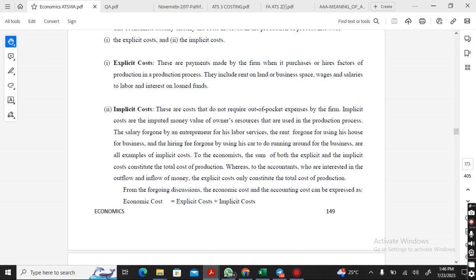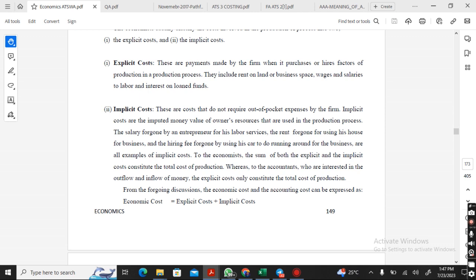Right? So now we have implicit cost. These are costs that do not require out-of-pocket expenses by the firm. They are costs that put a money value on the owner's resources that are used in the production process. Are you with me now?